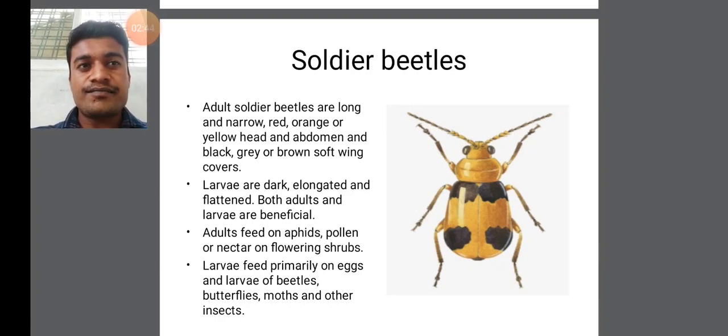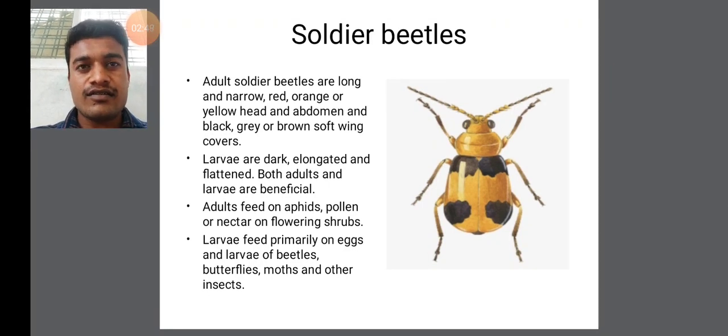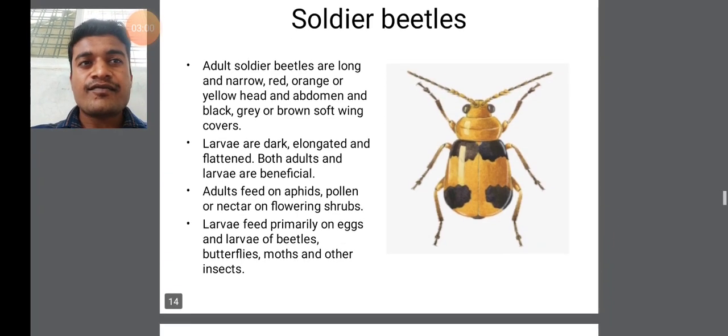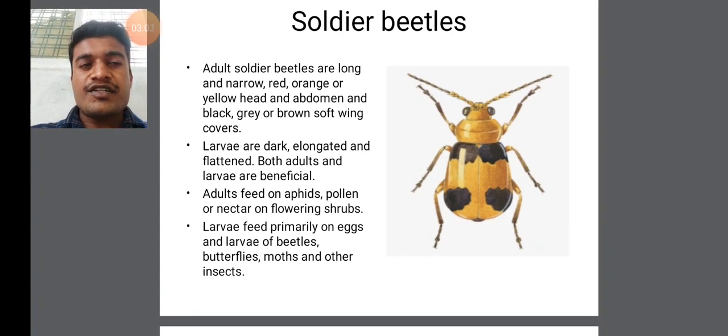The next beetle is the soldier beetle. The soldier beetles also have economic importance in nature, and they also have beneficial importance in the ecosystem. These adult soldier beetles are long and narrow, with a red, orange, or yellow head and abdomen, and black, gray, or brown soft wing covers. Here you can see at the right side the black spots located over the yellow dorsal region of the soldier beetle.